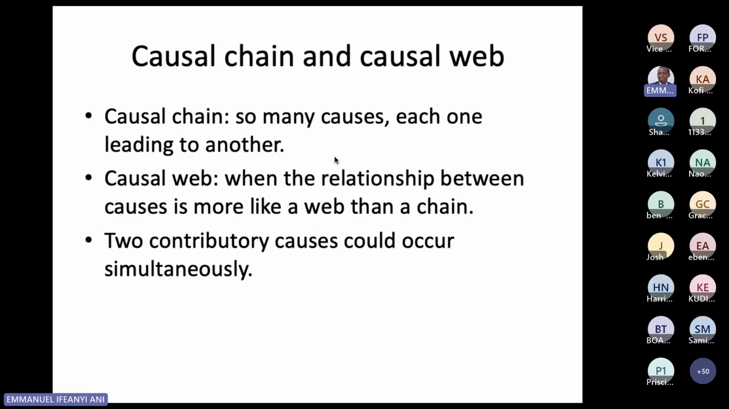Then we have causal chain and causal web. Now causal chain is when there are many causes, each one of them leading to another. So that's why you have the picture of a chain. And causal web is when the relationship between causes is more like a web than a chain. Now, two contributory causes could occur simultaneously. So in the case of causal web, you could have several contributory causes occurring at the same time. That's when it becomes causal web. You can't call that causal chain.